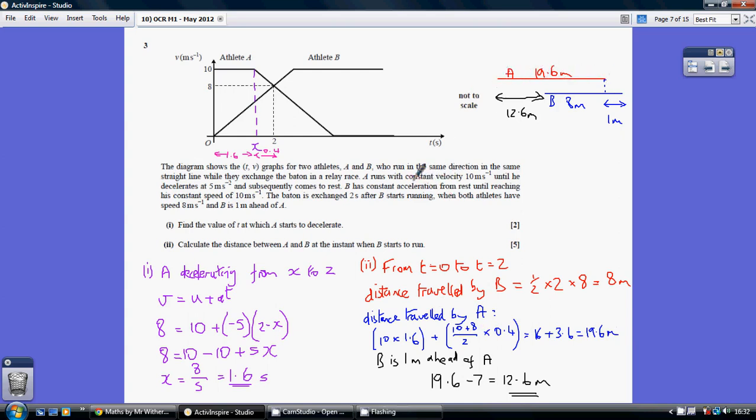Now we're told that B is 1 meter ahead of A at this point. So here we go, B is 1 meter ahead. So what's the distance between A and B at the beginning of the 2 seconds? This length here. Well, it's 19.6, take away 8, less a meter. 19.6 less 7, which is 12.6 meters.